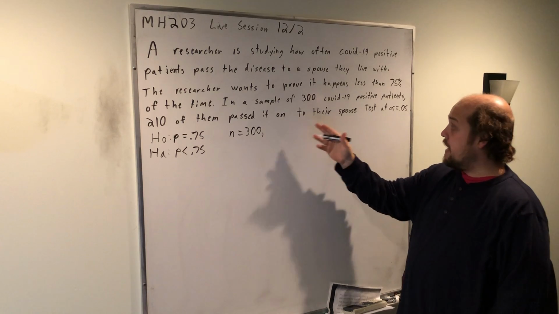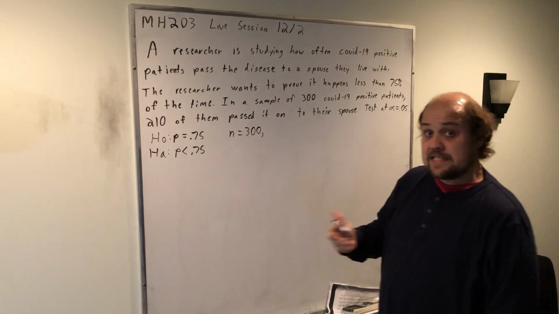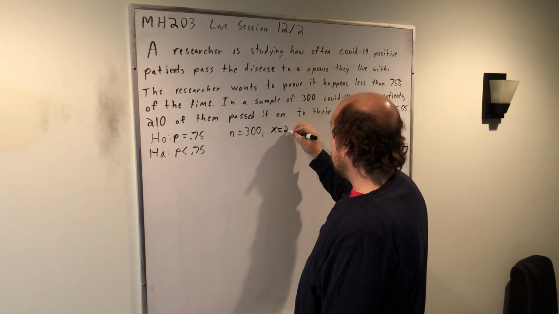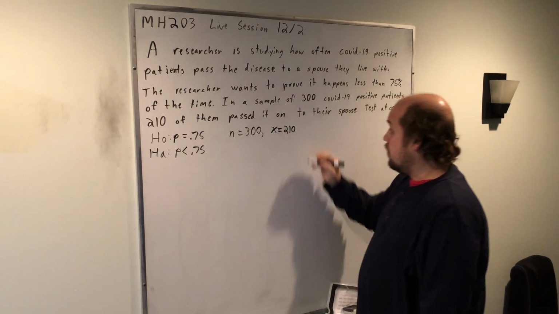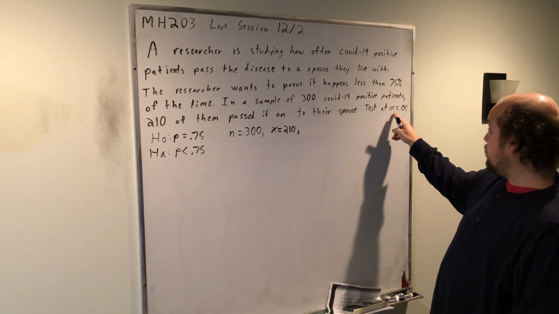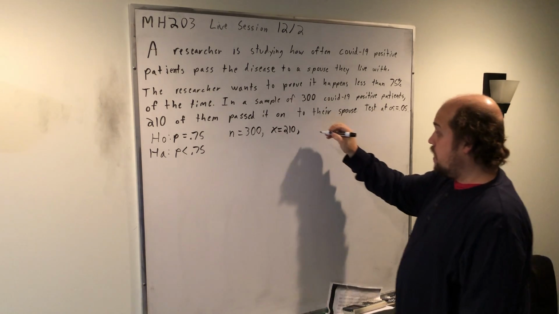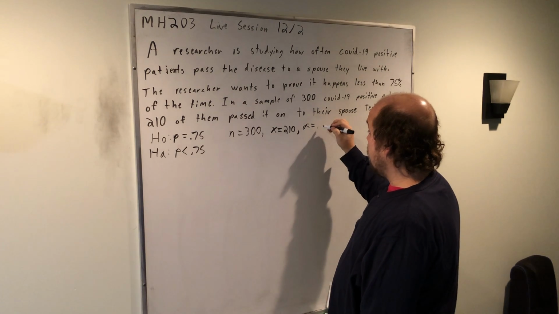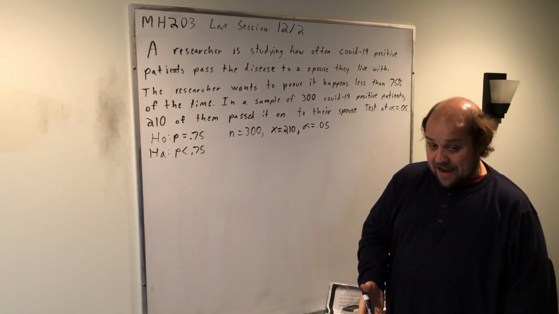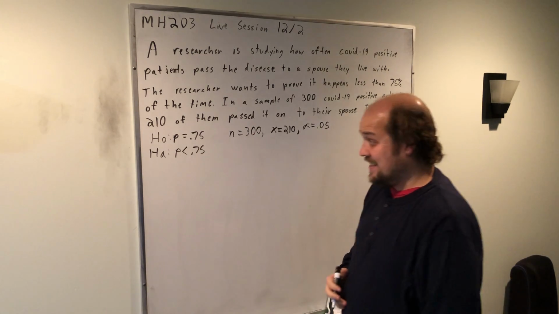210 of them passed it on to their spouse. That's giving me an x value, or telling me how many fit what I was looking for. The final thing I'm going to record is when at the end it says test at a 0.05 level for alpha. I want to know what that alpha is because it's going to impact how I run my test in the future. We're now at the stage where we want to compute the test statistic.